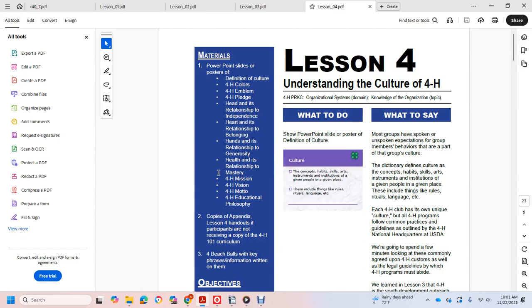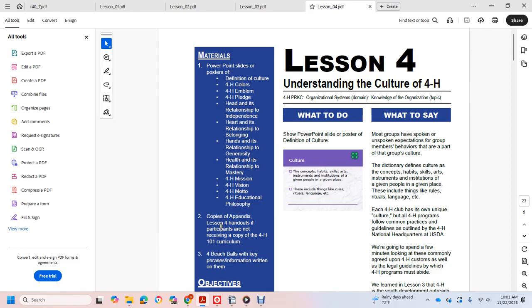Alright, lesson 4, understanding the 4-H culture. Materials: PowerPoint slides or posters of the definition of culture, 4-H colors, emblem, pledge, head in relation to independence, heart and its relation to belonging, hands and its relation to generosity, health and its relation to mastery, and the 4-H mission, vision, motto, education, and philosophy.